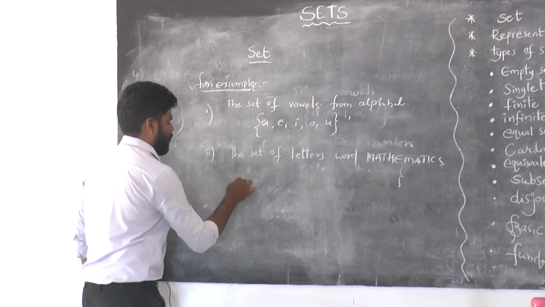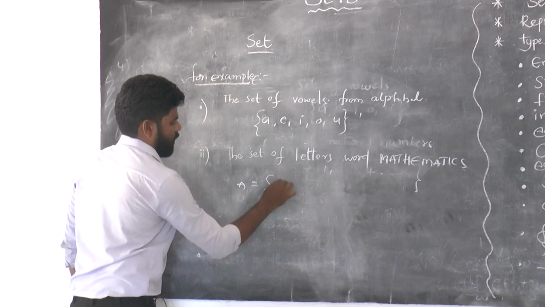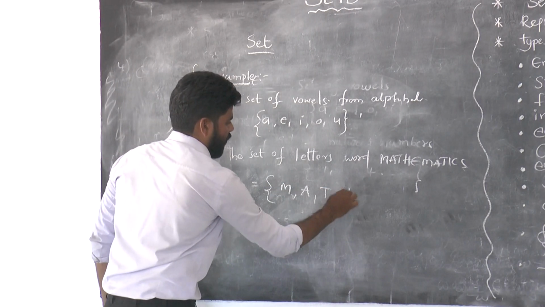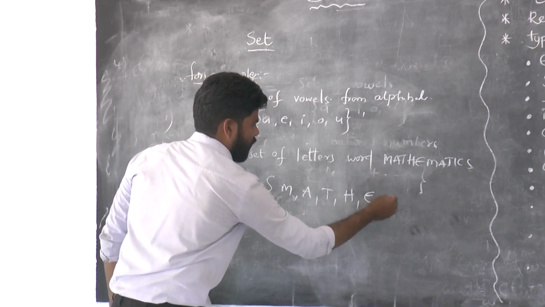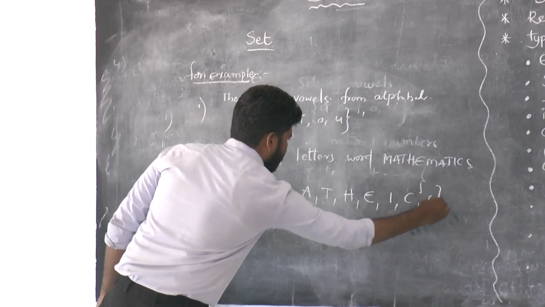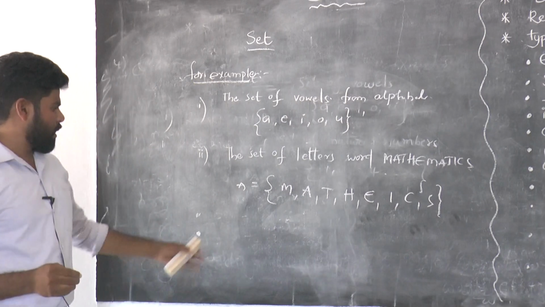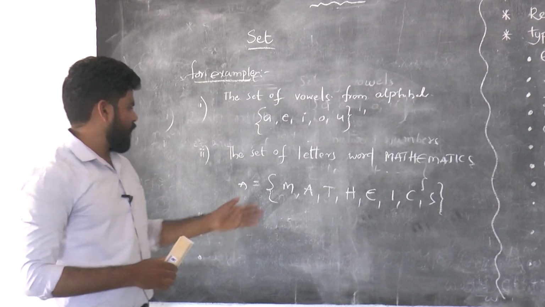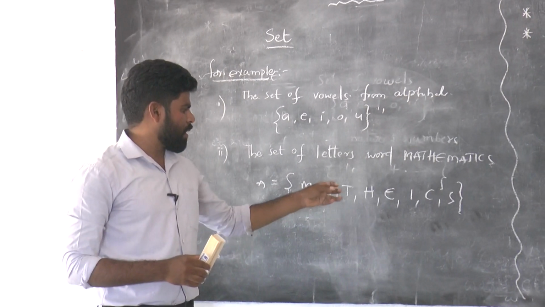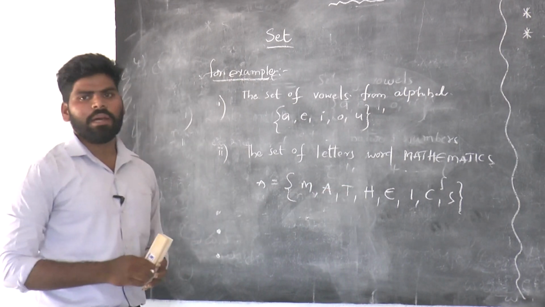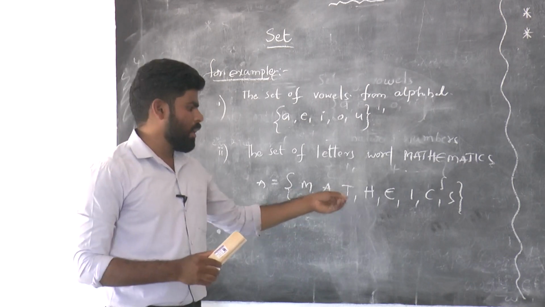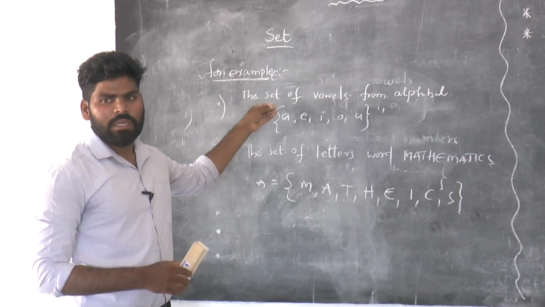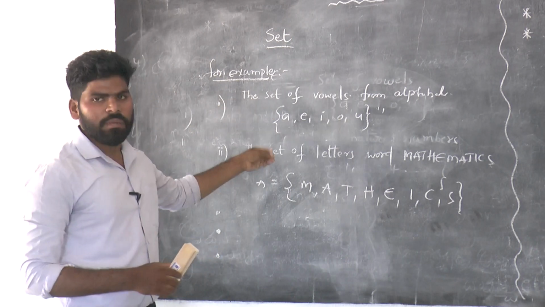So your set A is equal to M, A, T, H, E, I, C, S. In a set, the elements are not repeated. M, A, T, H, E, I, C and S. These are elements. So this is called the roster method.